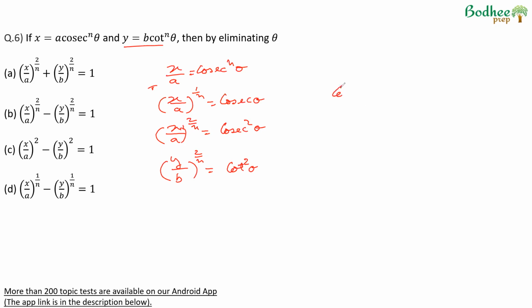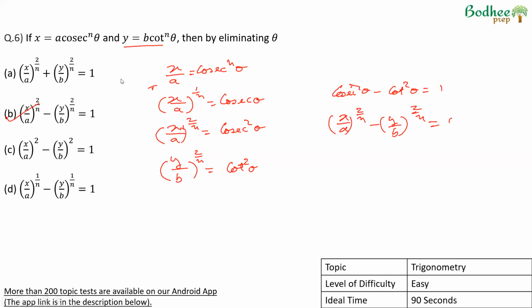Now, cosec square theta minus cot square theta is equal to 1 upon sin square minus cos square upon sin square, which is 1 minus cos square upon sin square, which is sin square upon sin square. And therefore, the difference of these two should be 1. So x by A raised to power 2 by n minus y by B raised to power 2 by n will also be equal to 1. Option B becomes the answer. Again, we are using an identity straightforward. So in terms of level of difficulty, I'd say an easy question, about 1.5 minutes to solve.